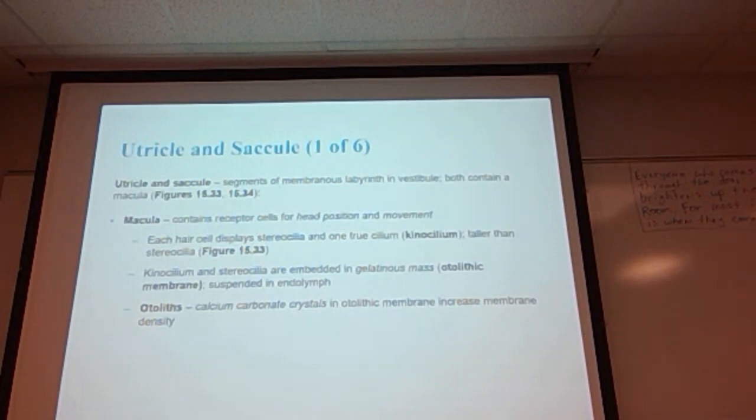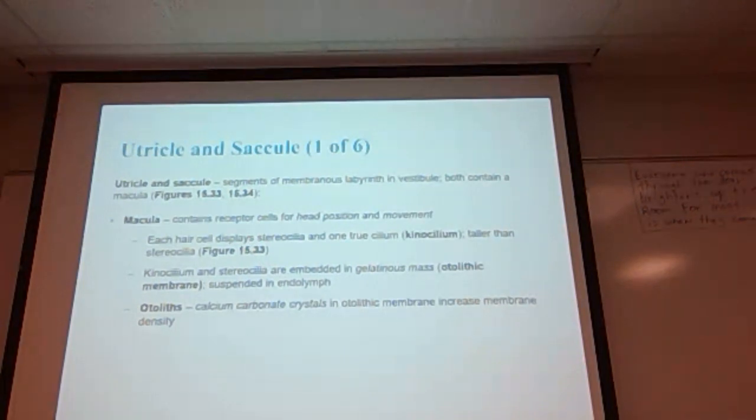Each of these hairs displays stereocilia and one true cilium called the kinocilium. The kinocilium is taller than the stereocilia. You'll see an image here in a moment, but the stereocilia are sort of a stair step. You've got a really short one, and then one slightly longer, then one slightly longer, then one slightly longer. And then when you get to the kinocilium, it is noticeably longer than the one that is right next to it.